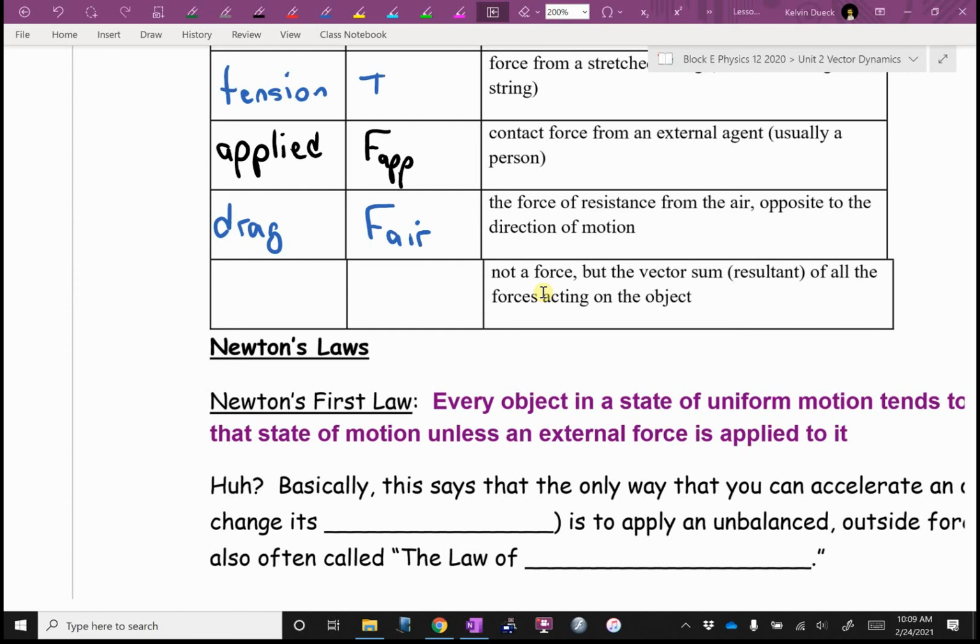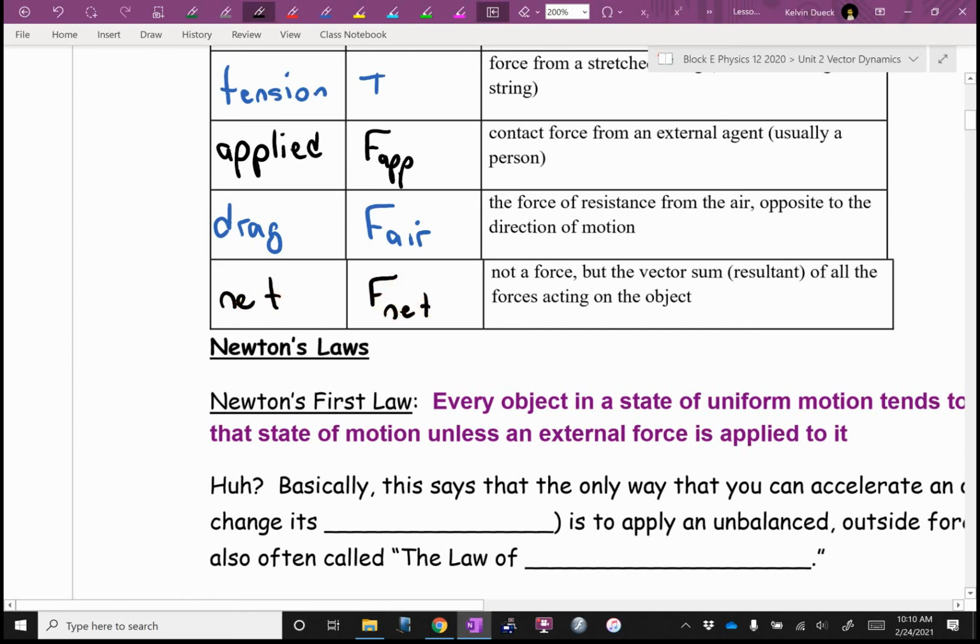The last one was not a force that showed up on our free body diagram, but it was the vector sum or the resultant of all of the forces acting on the object. F what? We have a fancy schmancy word for total. It's actually F equals MA. It was never F equals MA. It was F something equals MA. It was winner minus loser equals something. What? F net. The net force is the combination of all of the vector sums.